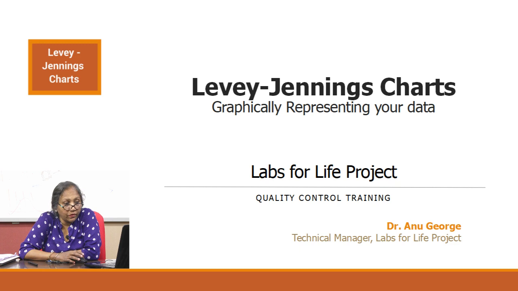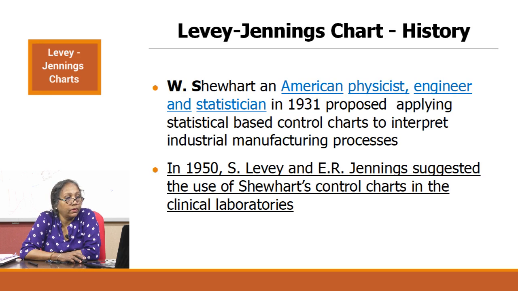That is what we will see in this video. I'm sure all of you would have heard of the Levey-Jennings chart, which is generally called the LJ chart, and that is for graphically representing your data in the lab using the Gaussian principle. Let's see how this happens. Let's examine the history of the Levey-Jennings chart briefly. W. Shewhart, an American physicist, engineer and statistician, in 1931 proposed applying statistical-based control charts to interpret industrial manufacturing processes. And in 1950, Levey and Jennings suggested the use of Shewhart's control chart in clinical laboratories.